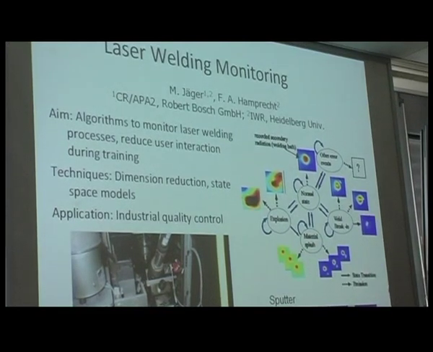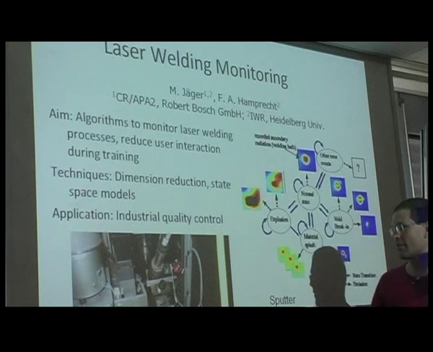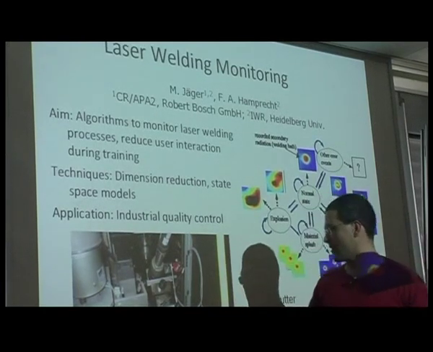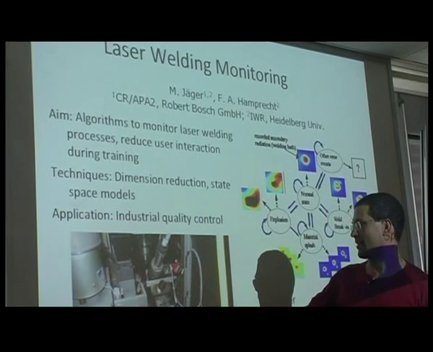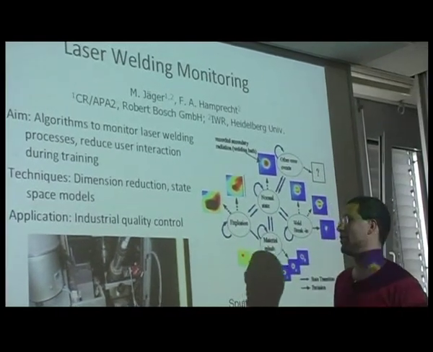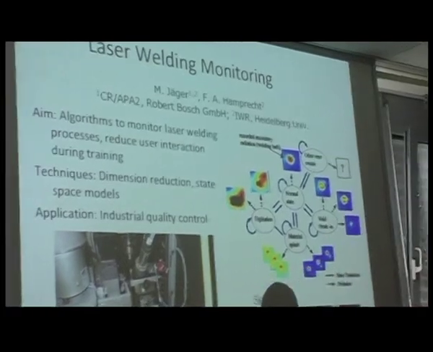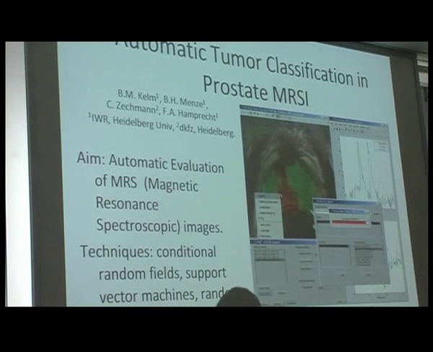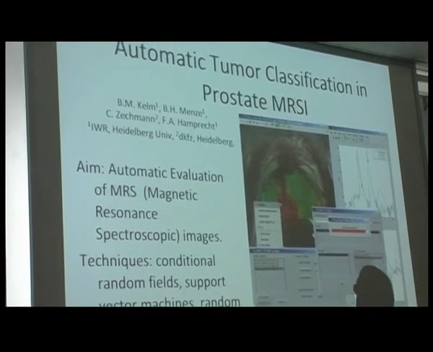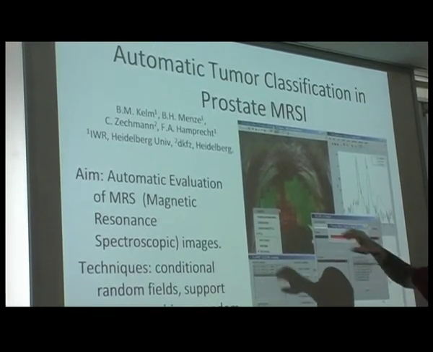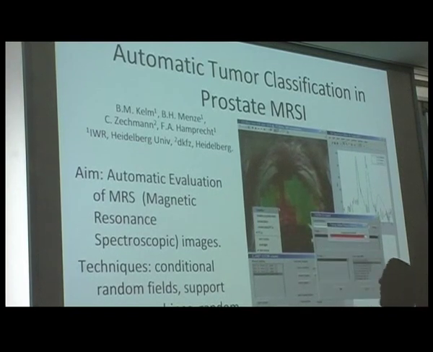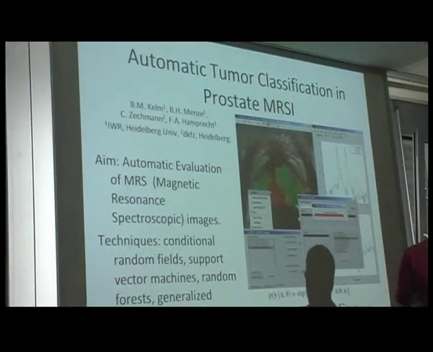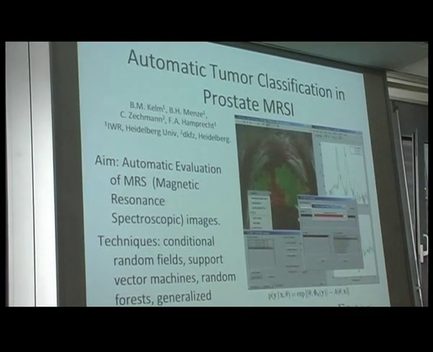For instance, we work closely with the Bosch company in laser welding control. So you see a laser gun here used for welding, and then very high-speed cameras, and then we automatically decide if a welding has gone all right or not. Here's an example that was joint work with the German Cancer Research Center, where we looked at magnetic resonance spectra and decided with what probability somebody had a tumor in the prostate or in the brain.